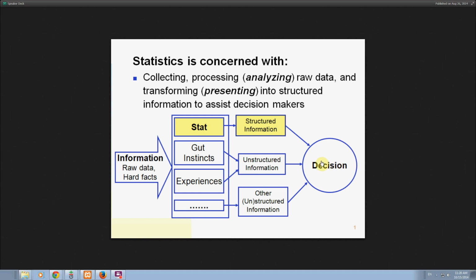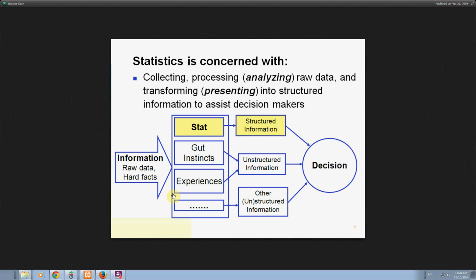The key thing here is that it provides objective and reliable information. Reliable means that based on the same data, we get the same structured information, which then leads us to the same kind of conclusions in an objective way.